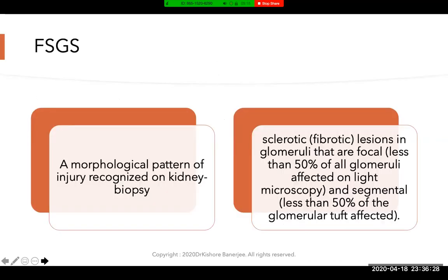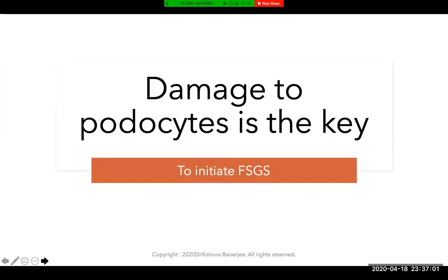So FSGS is basically thought of as a recognizable pattern of kidney injury which is appreciated on the kidney biopsy. And what is the uniqueness of this histologic lesion? That the sclerosis or fibrotic lesions would be appreciated focally, involving less than 50% of the glomeruli, and segmentally, in those glomeruli which are showing the pathology, less than 50% of the glomerular tuft would be affected. This is the key meaning of the term FSGS.